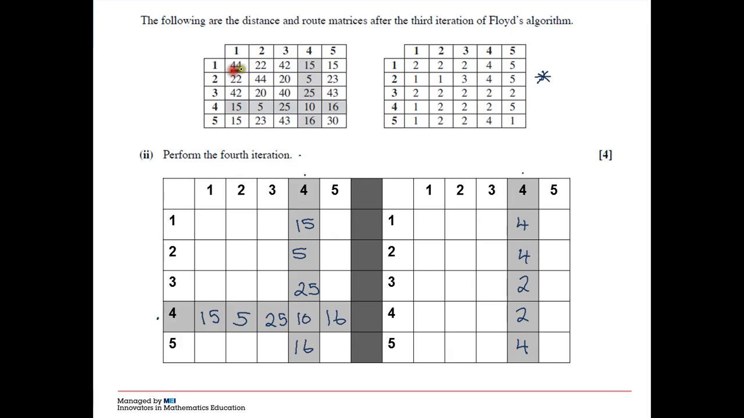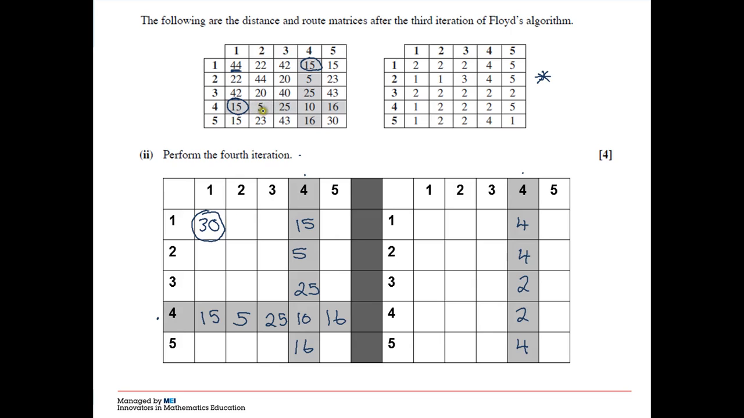So I'll start with 1 up here, which was 44, and I look at the highlighted values in the row and column there and add them together. 15 plus 15 is 30, which is smaller than 44, so I'm going to replace the 44 with a 30, and I'm going to put a ring round it to remind myself that I've changed that value, because if I change a value in the distance matrix I will need to change it in the root matrix as well. But I'm going to do all the distances first.